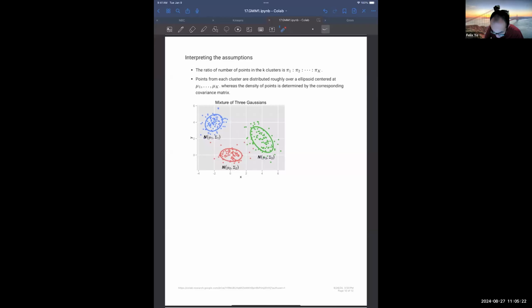Can we find an algorithm that not only finds out the membership, but also finds the corresponding parameters mu and sigma? This is the typical picture of a mixture of 3 Gaussians in 2D space. Of course, things could be much more complicated, and the data could live in much higher dimensions.